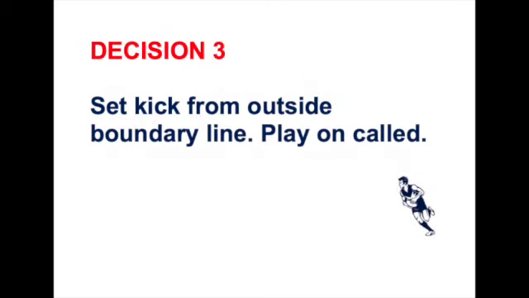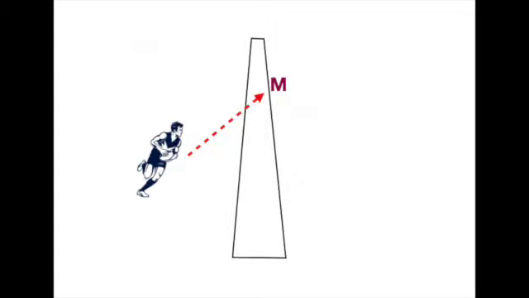In this example, we have a look at what occurs when there's a set kick from outside the boundary line and what actions the boundary umpire must take in the event that the player plays on. So first of all, we can see in this diagram that the player is kicking from outside the field of play and they're following a red dashed line over their designated mark.